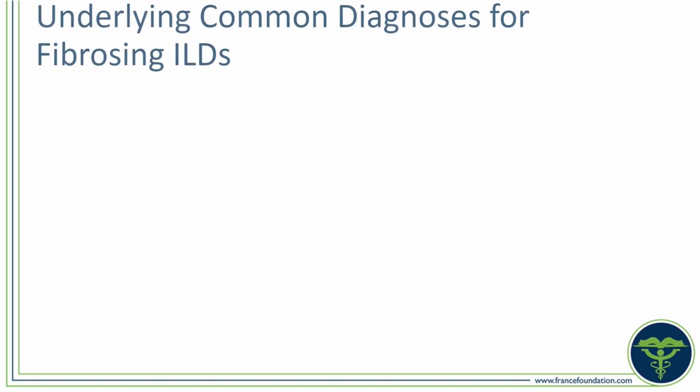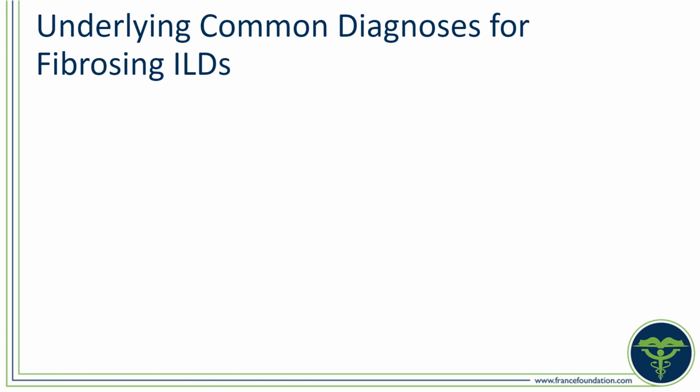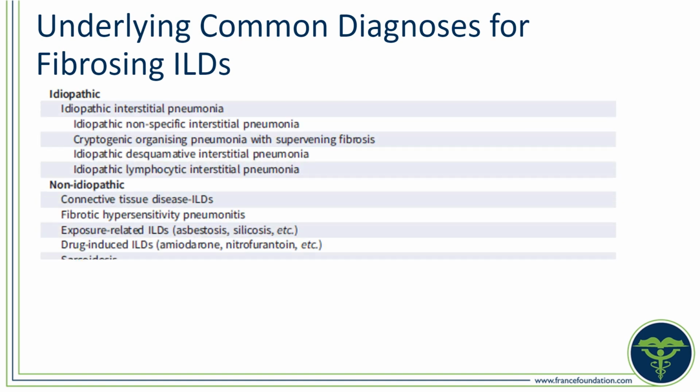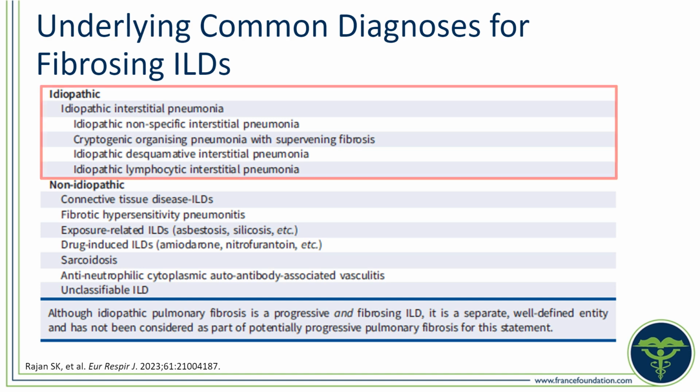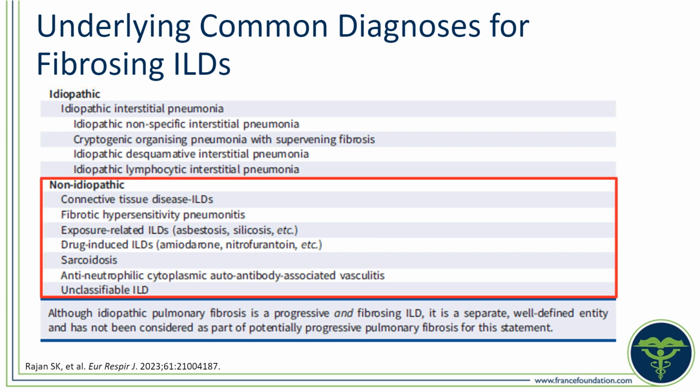Fibrosing ILDs can have common diagnoses, and we typically categorize patients as either having idiopathic or non-idiopathic interstitial lung disease. So IPF is a common example of an idiopathic fibrosing ILD, whereas connective tissue disease-related ILD is a non-idiopathic form, and this form includes patients with SSc-ILD.